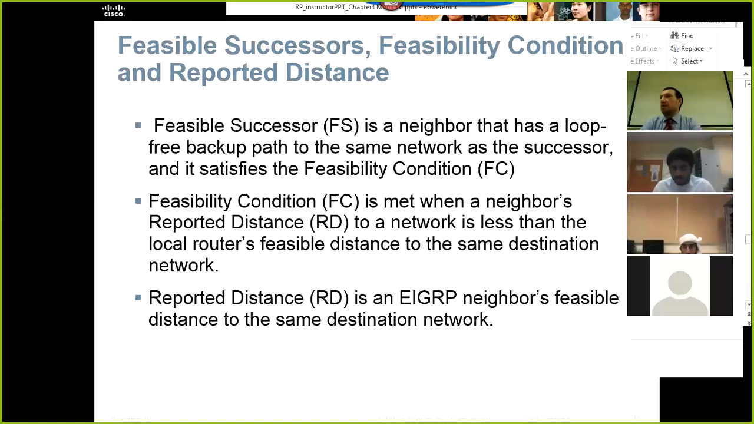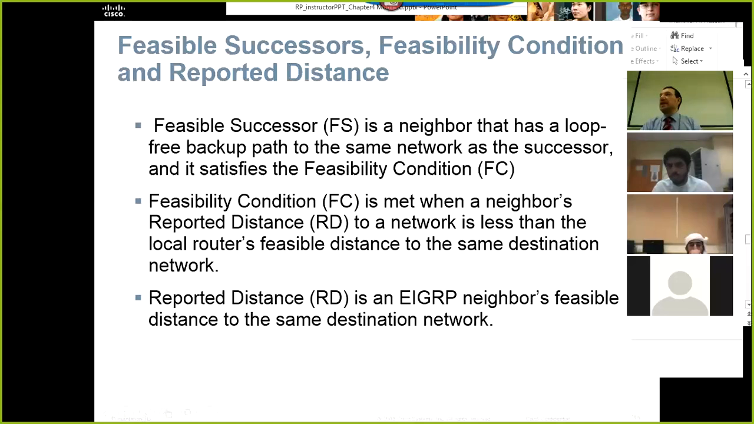So let's just go over it. A feasible successor is what we call the backup route. So in this case, it was Rashid who was a feasible successor. However, he can only be a feasible successor if he does what? If he satisfies the feasibility condition. Now, what's the feasibility condition? What did we say? If his reported distance is less than my feasible distance, he's okay.